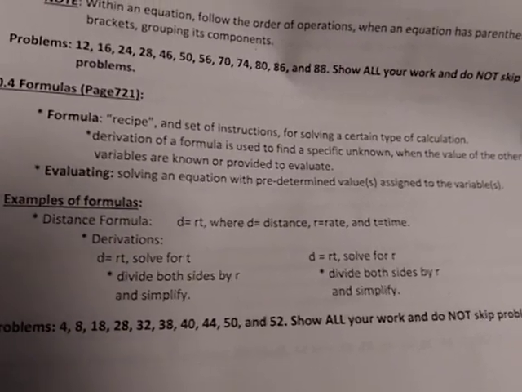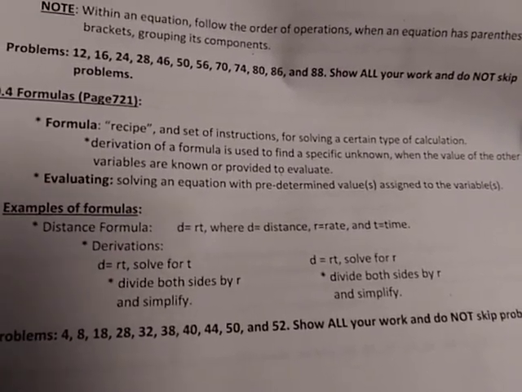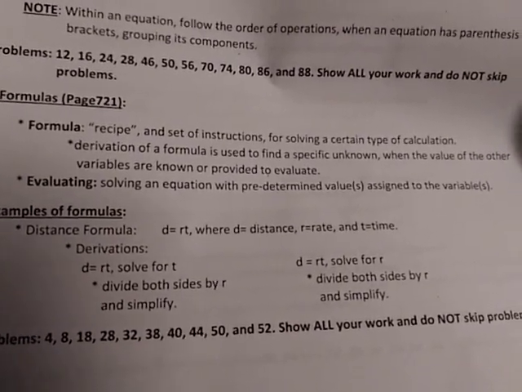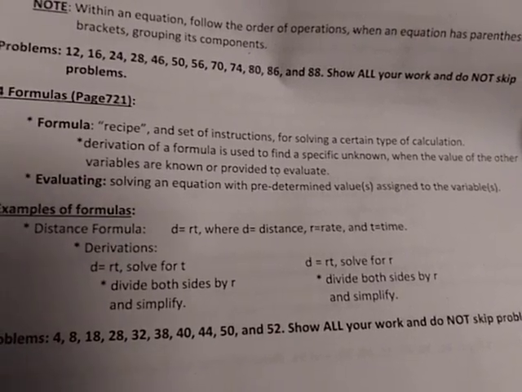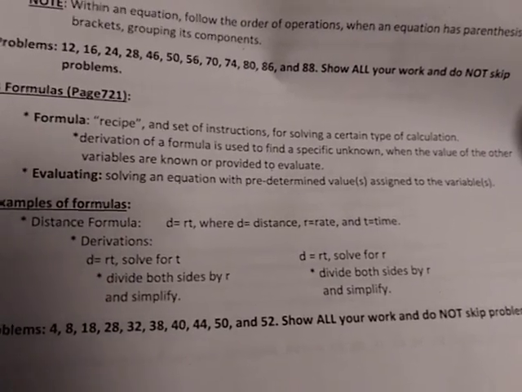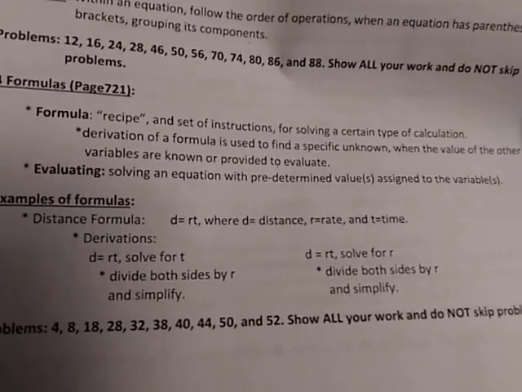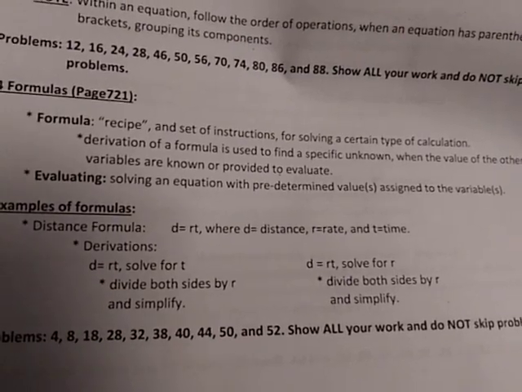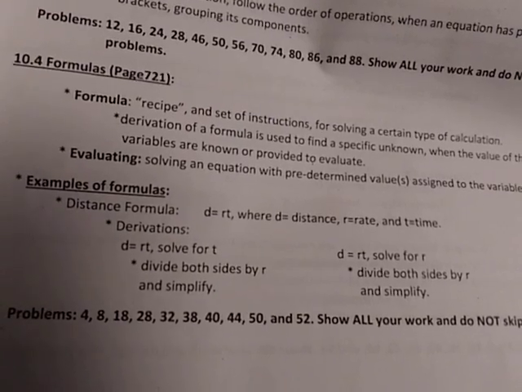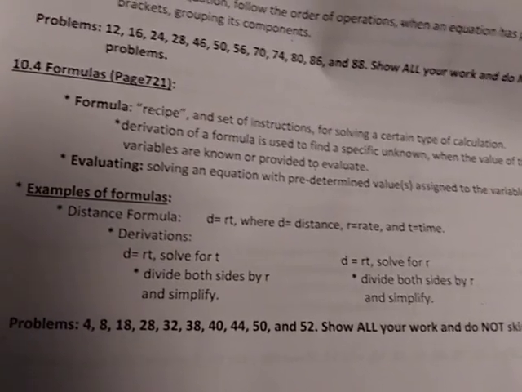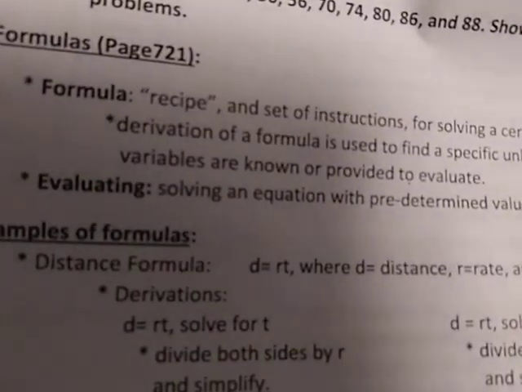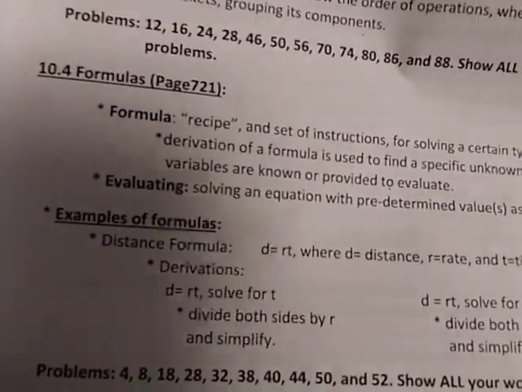Now keep in mind that the derivation of a formula can also be used to find a specific unknown when the value of other variables within that formula are known or provided to evaluate. Evaluating means to solve an equation with predetermined values assigned to the variables. Okay, so one of the formulas that we're going to be looking at, just for the sake of the example, would be the distance formula, which is d equals rt, right here in the middle. Okay, so let me show you here.